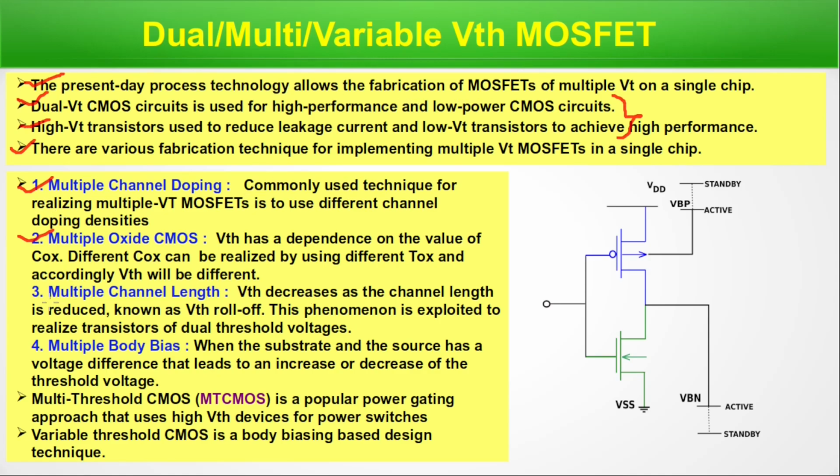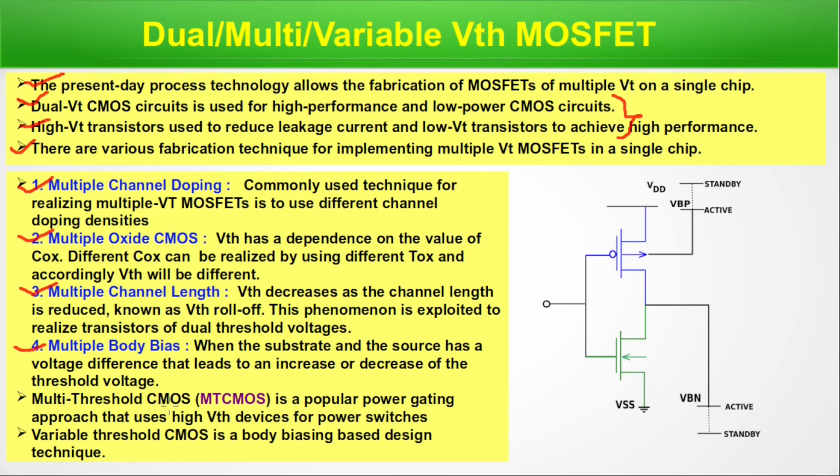Multiple channel length is another way. VTH decreases as the channel length is reduced. That is known as VTH roll-off. This phenomenon can be exploited to realize transistors of dual threshold voltage. Channel length can be different, so MOSFETs with different channel length can be used for different VT. Now, multiple body bias. When the substrate and source have a voltage difference, that leads to an increase or decrease of the threshold voltage, so biasing can be changed. These are the methods by which multi-VT MOSFET can be achieved.